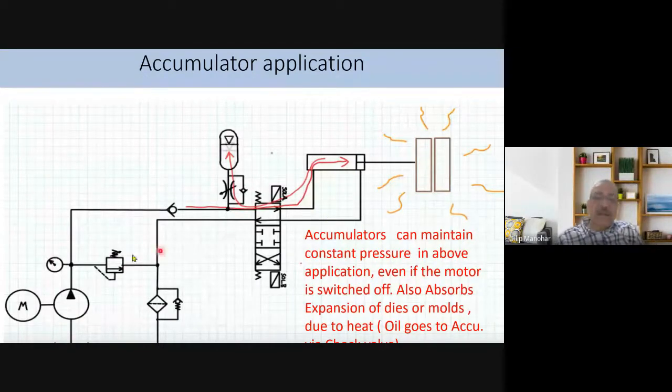What will happen in the beginning? This will maintain pressure, because as soon as the temperature increases, what will happen? The dies will try to move outside, away from each other. This will create a back pressure, a high pressure here, and it will try to go back. But this being an accumulator, it will absorb the shock. This is my point: it will take up the thermal expansion of the dies.